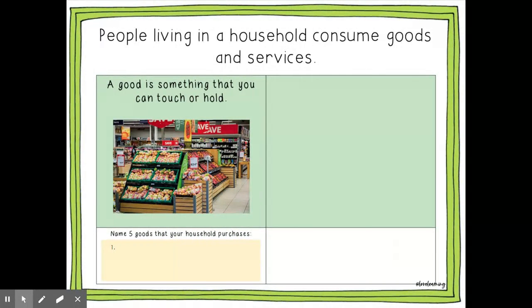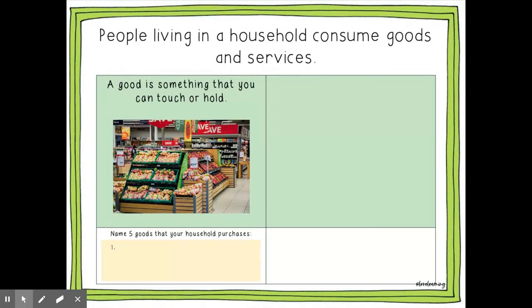The first thing I want you to do is take a look at what a good is. A good is something that you can touch or hold. I want you to pause for just a moment and name 5 goods that your household purchases. In other words, anything that you can touch or hold. What are 5 things that your household purchases?